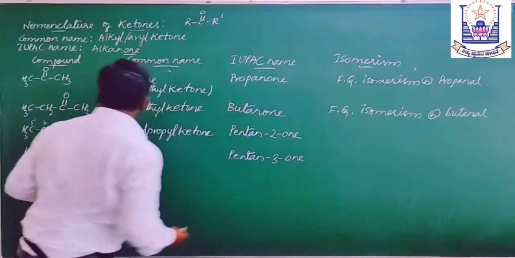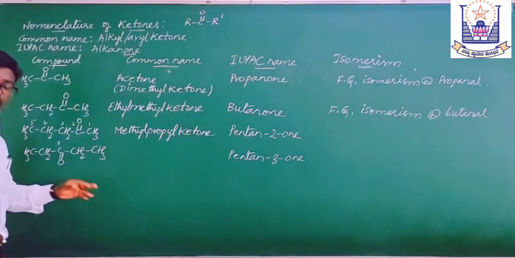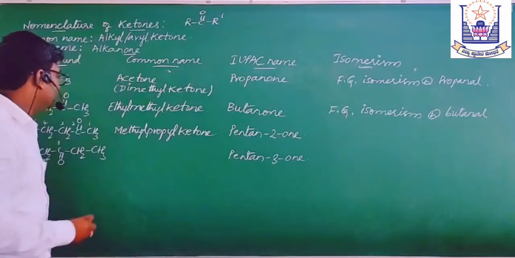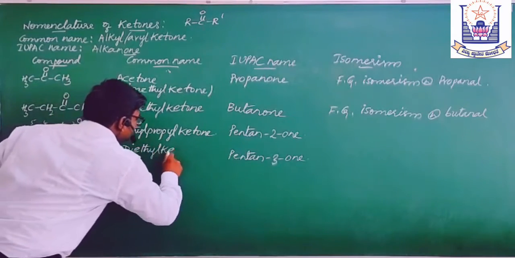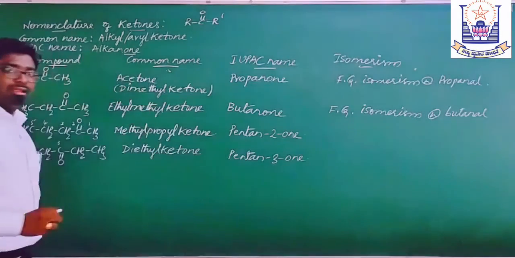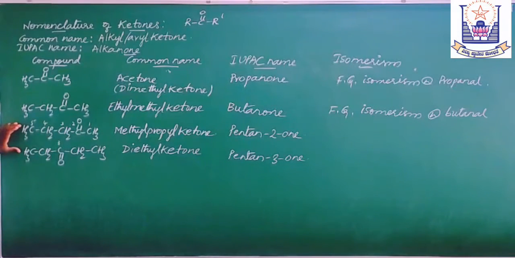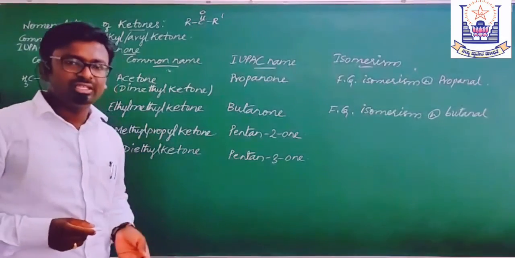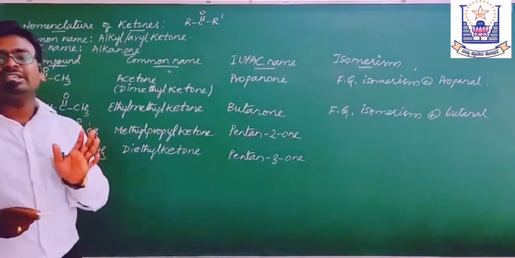Then what is the common name? Here this side you have an ethyl group, here also an ethyl group. There are 2 ethyl groups, therefore you can call it diethyl ketone. The common name of this compound is diethyl ketone. Now observe these 2 compounds having the same molecular formula, but differing in the position of the carbonyl group. Therefore, these two are position isomers.